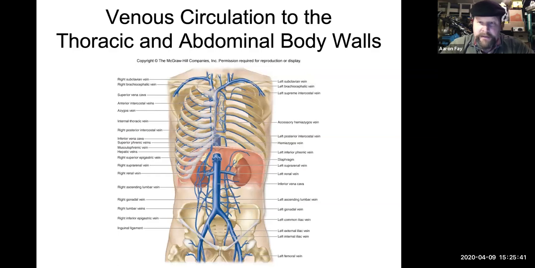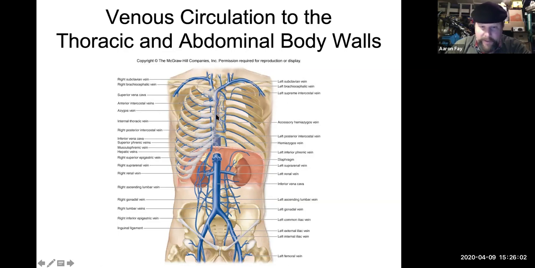Okay, in the veins, some more differences. Remember, we're going to have two vessels fusing to form the superior vena cava. So we're going to have two brachiocephalic veins, right and left. We're still going to have our internal thoracic vein, so that's similar to what we saw in the arteries.